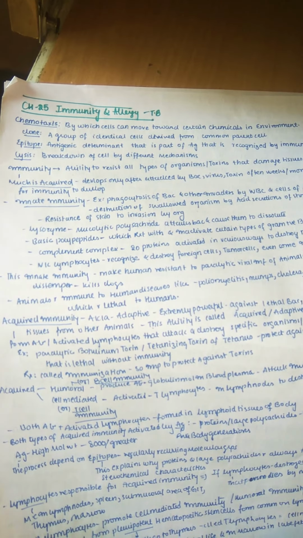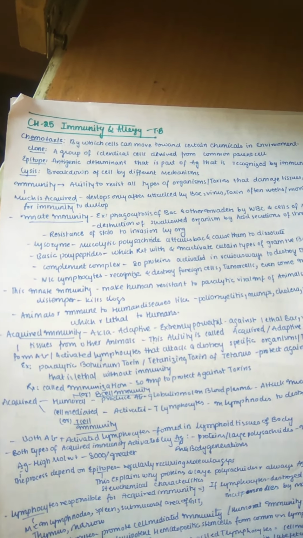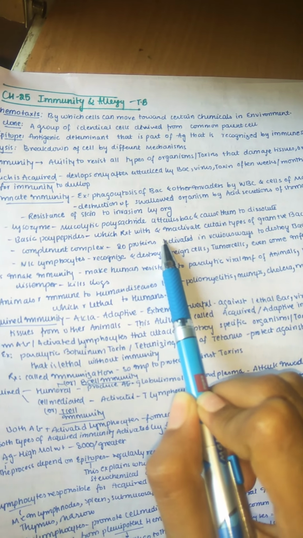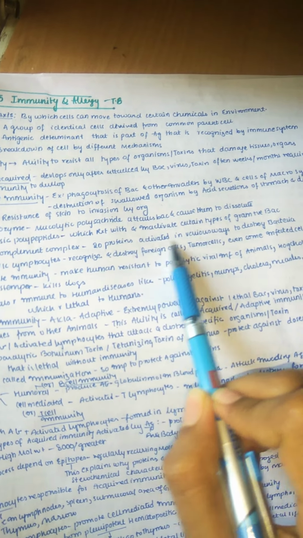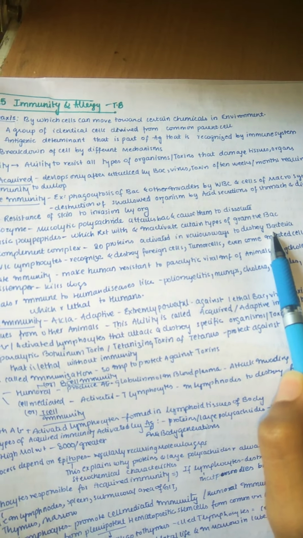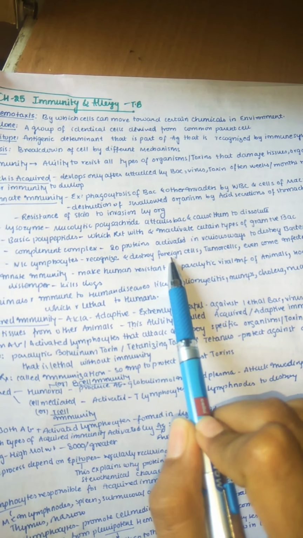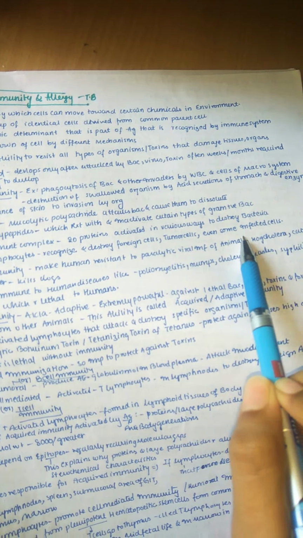All these are innate immunity, because you can see they are like first-grade immunity, not allowing any organism to enter inside. Whenever your innate immunity is also not proper, there may be a chance of the invader getting inside and causing disease. The complement complex mainly has about 20 proteins which are activated in various ways to destroy bacteria. We will see this complement complex later. And also we have natural killer lymphocytes, which recognize and destroy foreign cells, tumor cells, and even some infected cells.